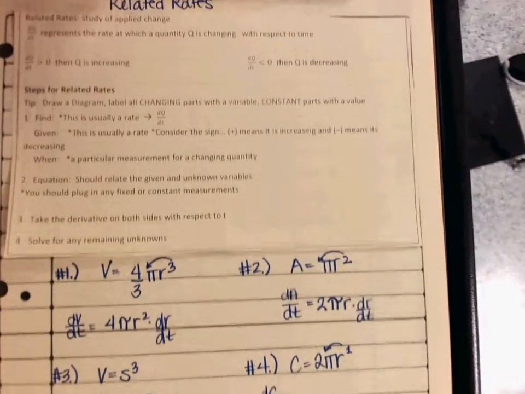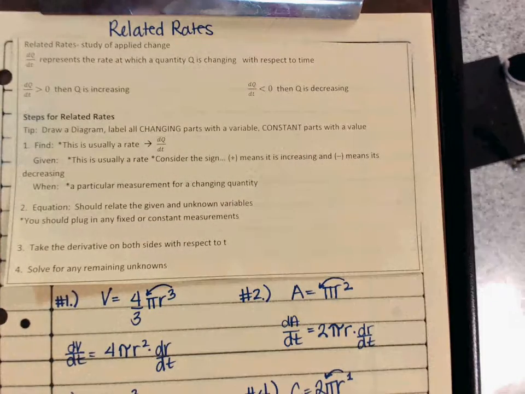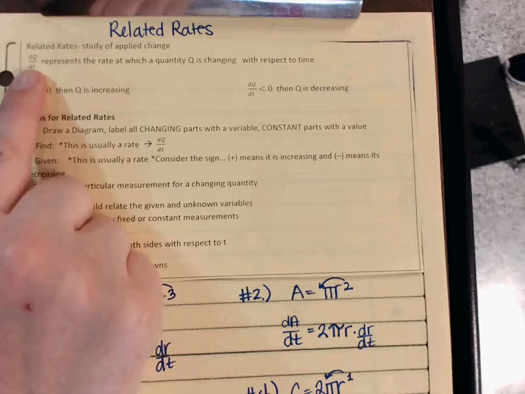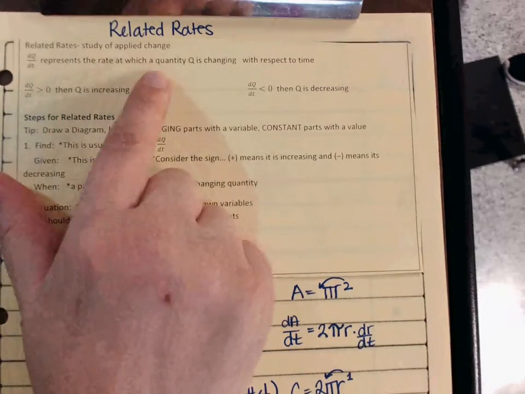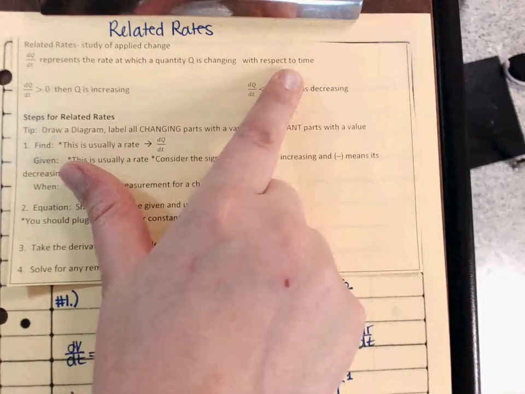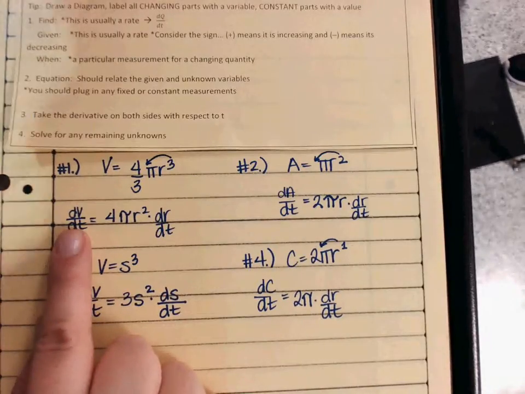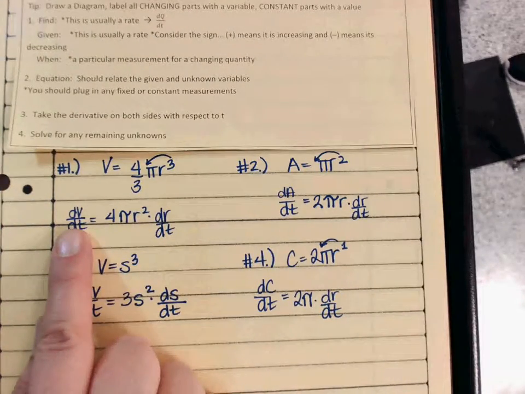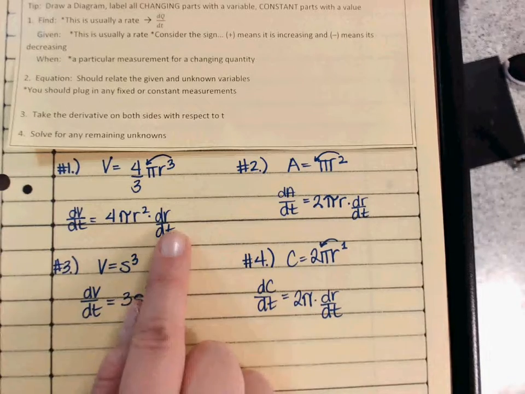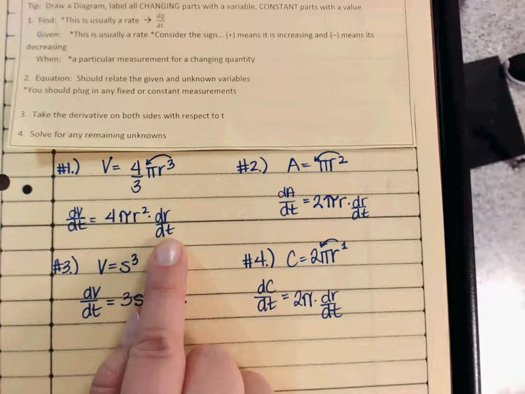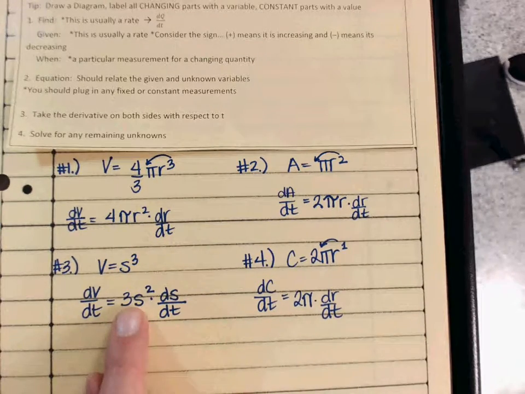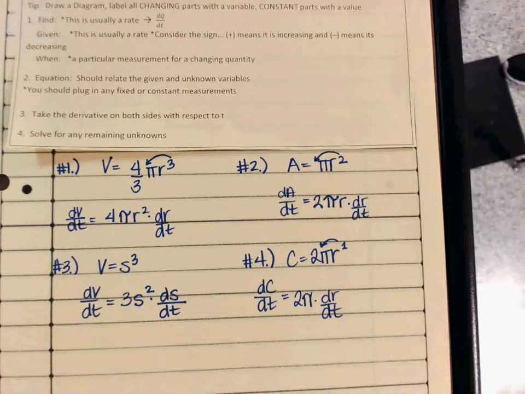Okay. Alright, so look at the top. dq dt, right here, represents the rate that q is changing with respect to time. This is what that means. dv dt is the rate that volume is changing. Okay, what is dr dt? The rate that the radius is changing. What would ds dt be? The rate that the side is changing.